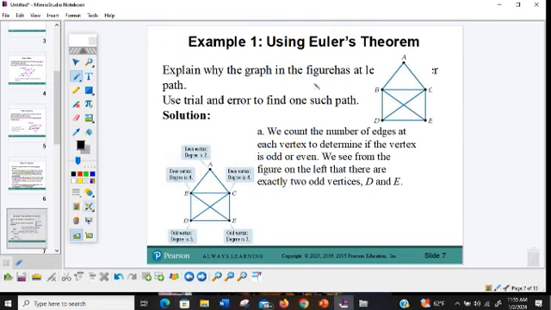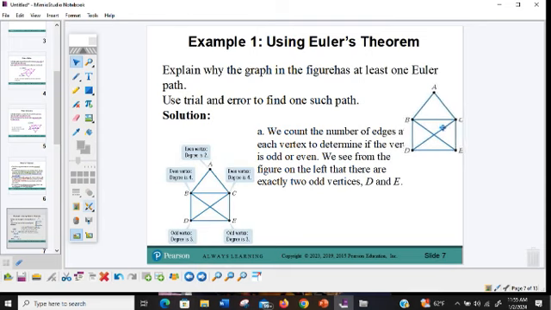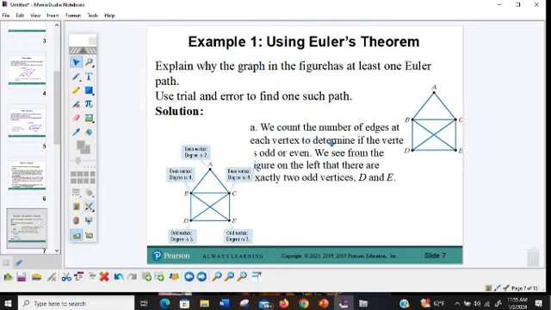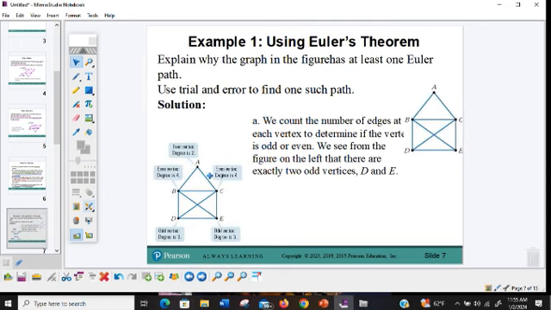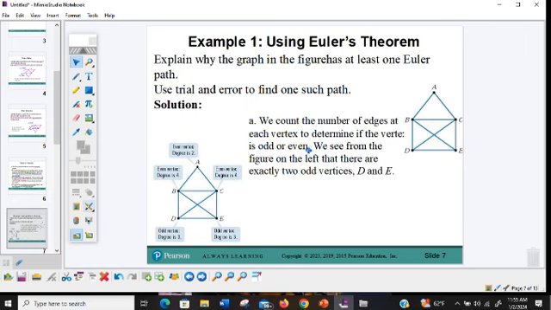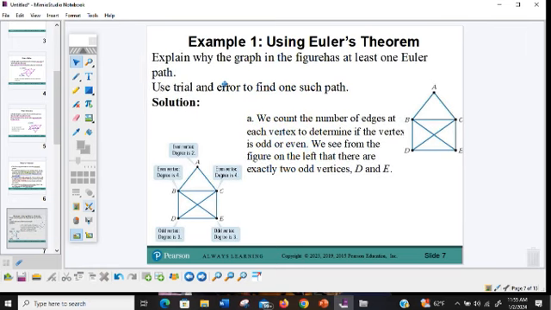All right, it says explain why the graph of this figure has at least one Euler path. Sorry, I messed up a little bit. My picture's in the way. We can fix that a little bit. Okay, it says explain why the graph of the figure has at least one Euler path. Use trial and error to find such a path.